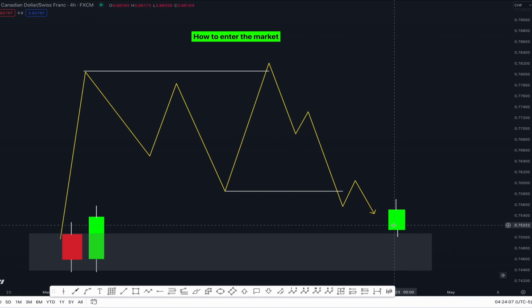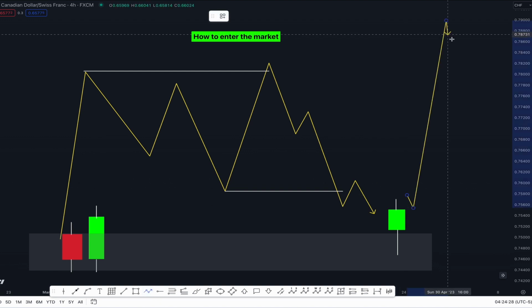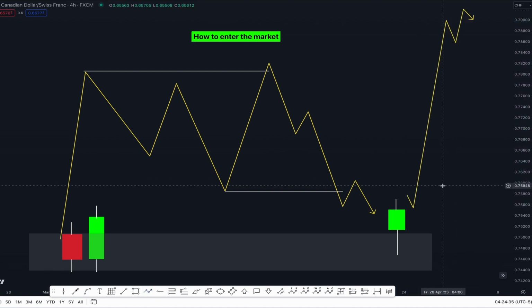You don't use a buy limit order or anything, because the market can still shoot lower like this. So we have to wait for the market to come here and close with a bullish candlestick before we can decide to trade higher. So this is how you enter the market.